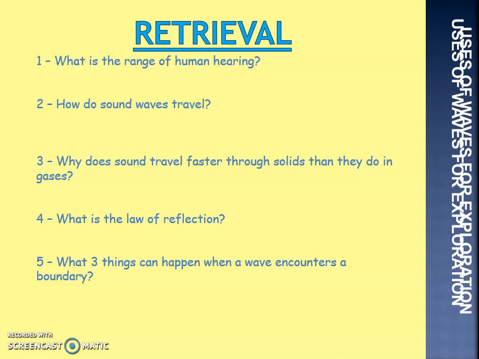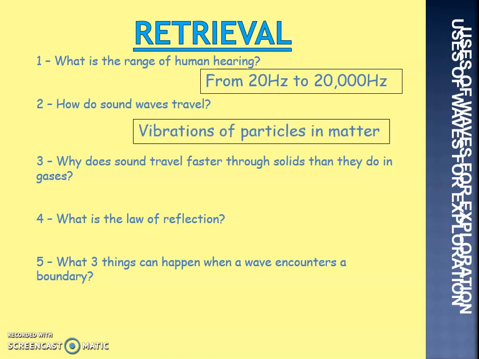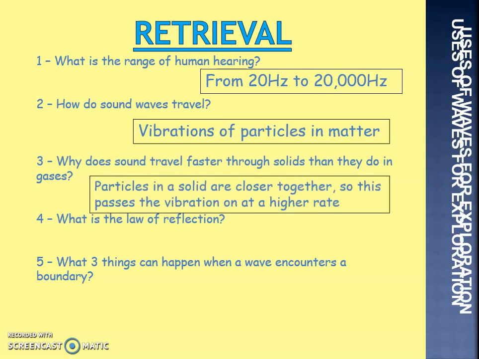Okay, so question 1. What's the range of human hearing? That would be from 20 Hz to 20,000 Hz. How do sound waves travel? Vibrations of particles in matter, so the particles pass that vibration on to the next one. Why does sound travel faster through solids than they do in gases? Because the particles in a solid are much closer together, so this passes the vibration on at a much higher rate.